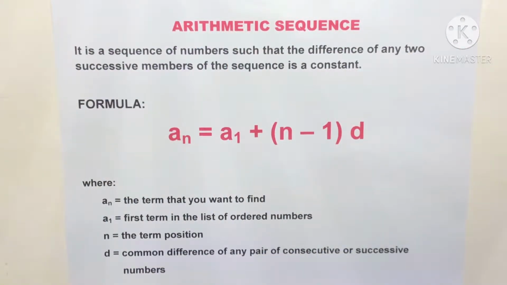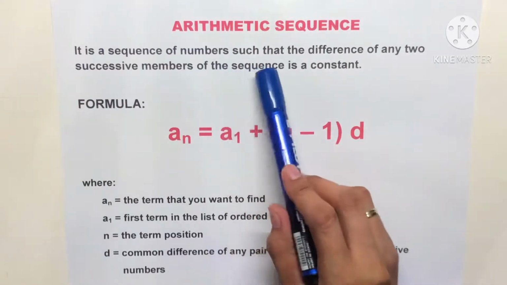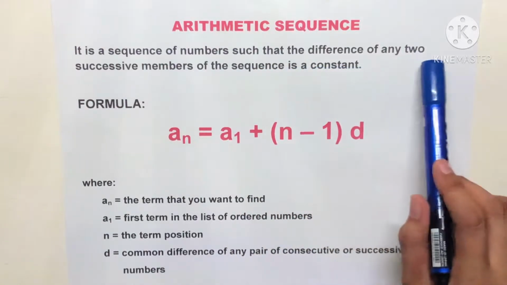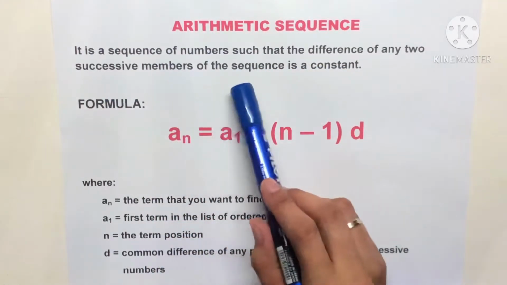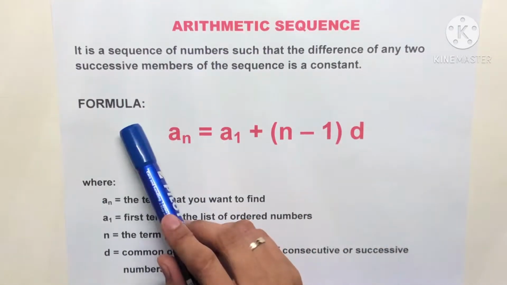Everyone, in this video, I will discuss to you arithmetic sequence. So arithmetic sequence, it is a sequence of numbers such that the difference of any two successive members of the sequence is a constant. So we have here the formula.